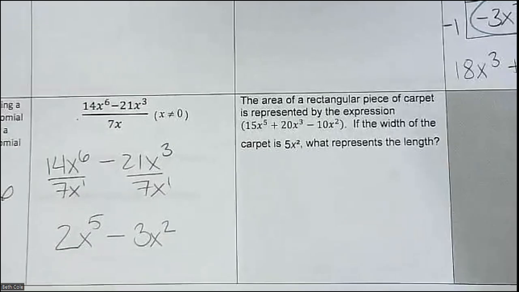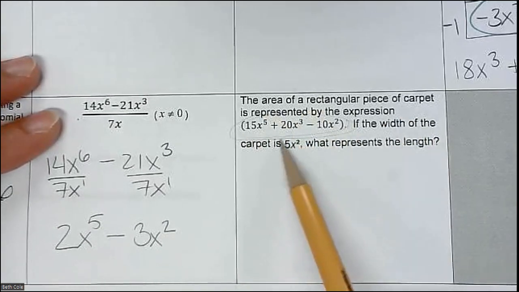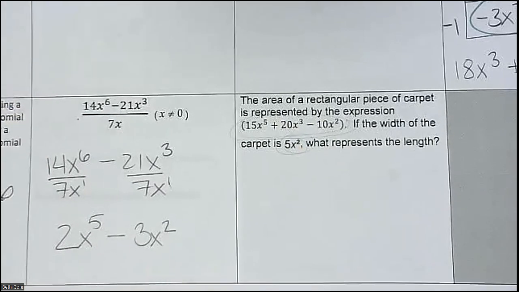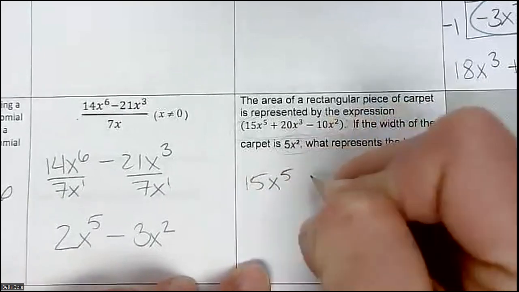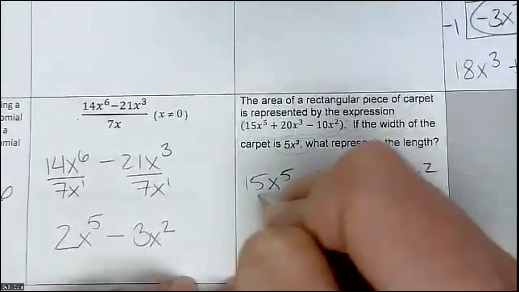This one's the same thing, it's just written in words. It says the area of a rectangle is given by this. The width is 5x. What's the length? Well, if you take the area and divide by the width, it's going to give you the length. So again, just don't be too proud to like write it. I'm writing it too.